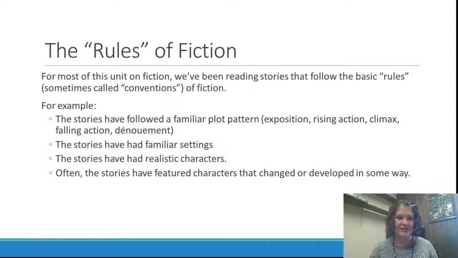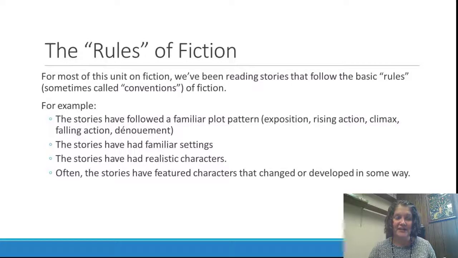Most of the stories that we've been reading have familiar settings. So they're set in realistic places. They're not set in imaginary worlds or on planets or in the future or in alternate universes. They're set in places and times that feel true to our own experiences as people.